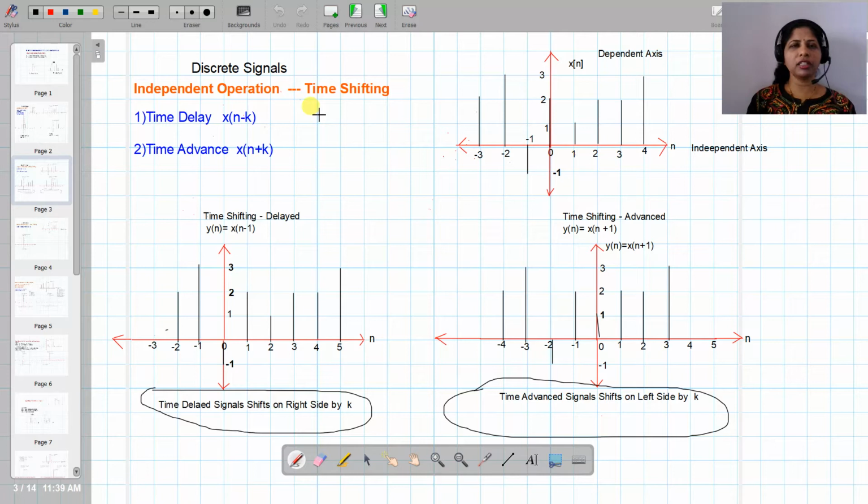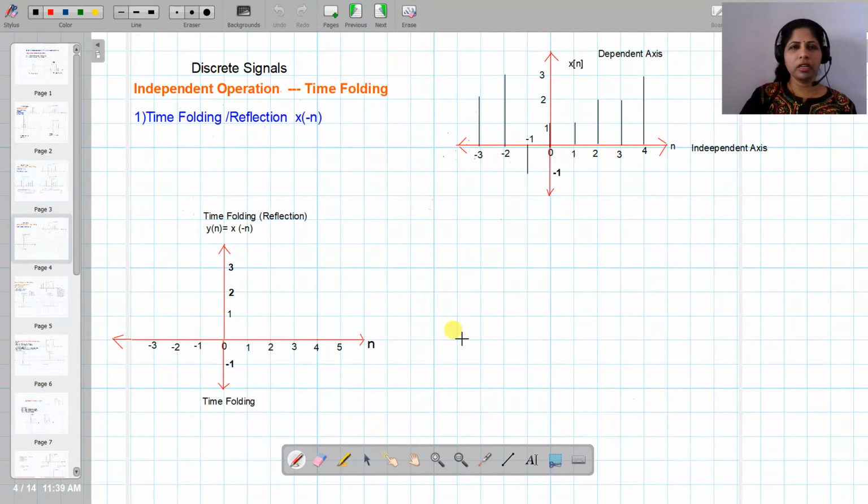Again in time shifting there are two types: time delay, which is represented by x of n minus k. Minus k represents delay. Advance is n plus k; the plus sign represents the advance. Whenever we have to perform a time delay operation, we have to shift the signal to the right side. Whenever we have to perform a time advance operation, we have to shift the signal to the left side. Now in this video we will continue with independent operations type 2, time folding or reflection.